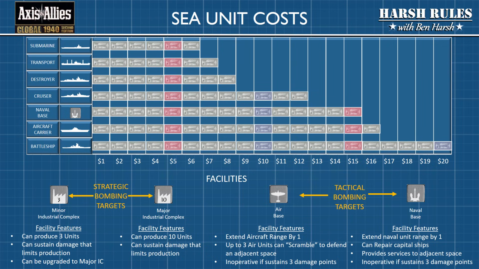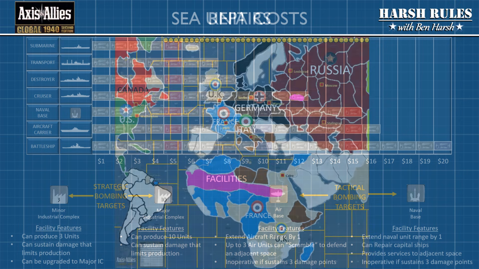Naval bases can extend the range of naval units within the vicinity by 1. They can also be used to repair capital ships. Their range of services are 1 adjacent space from their location, and they become inoperable if suffering 3 points of damage from a tactical bombing raid. Keep these facility abilities and their vulnerabilities to certain types of bombers in mind as you plan out your strategy.